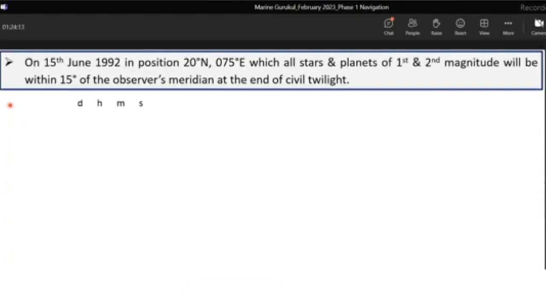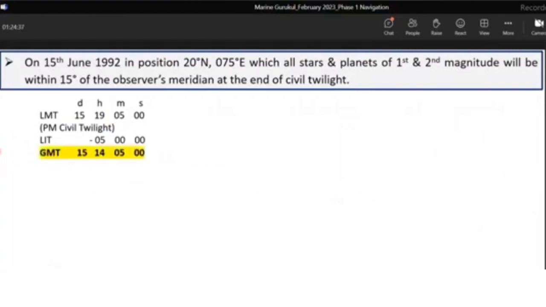And we all know this time shall be LMT. So the LMT of civil twilight in the evening would be 15th day, 19 hours, 05 minutes and 00 seconds. To this we shall apply LIT to get GMT. Longitude is east, so GMT is least. So therefore we subtract this LIT and we get GMT as 15th day, 14 hours, 5 minutes and 00 seconds.